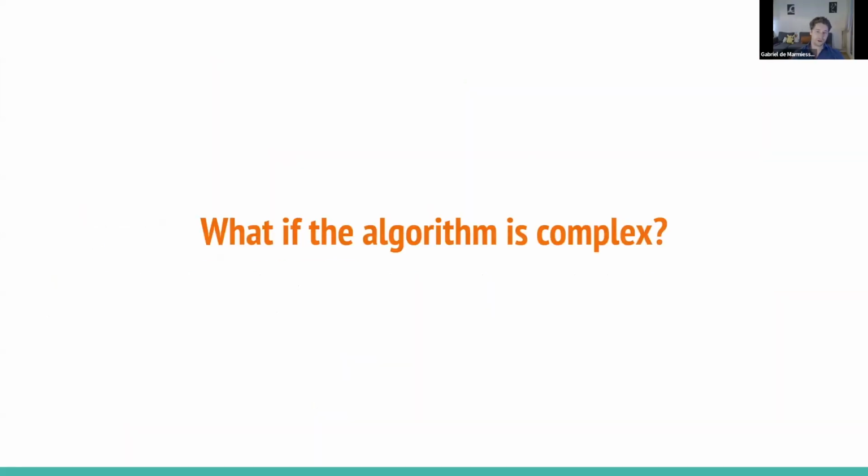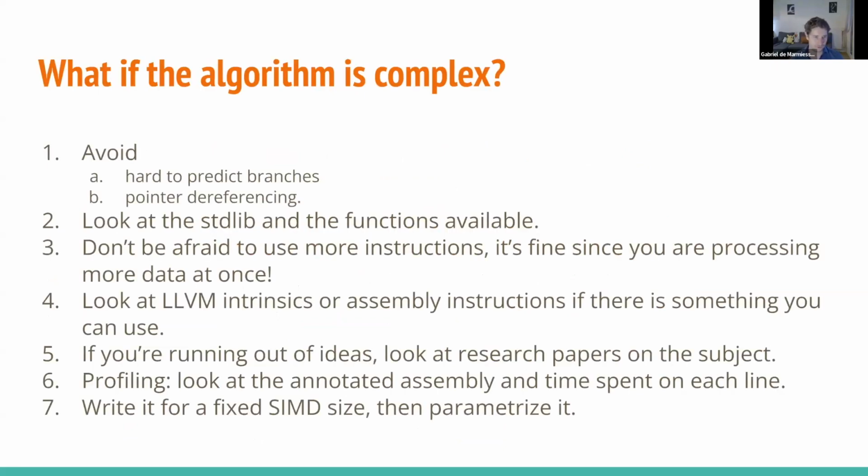So what if the algorithm is too complex? If it's a simple for loop, it's pretty straightforward to use SIMD on it. What if it becomes too complex and it doesn't seem obvious? So first, what you've got to do is avoid hard to predict branches and avoid pointer dereferencing. What I mean is avoid load operations, avoid reading from memory.